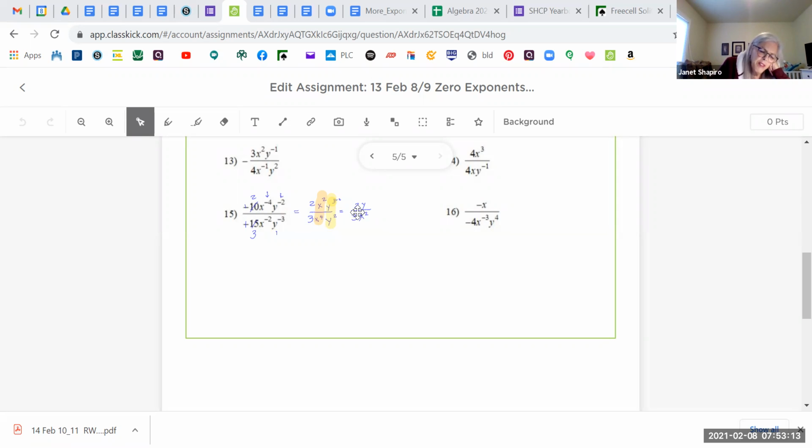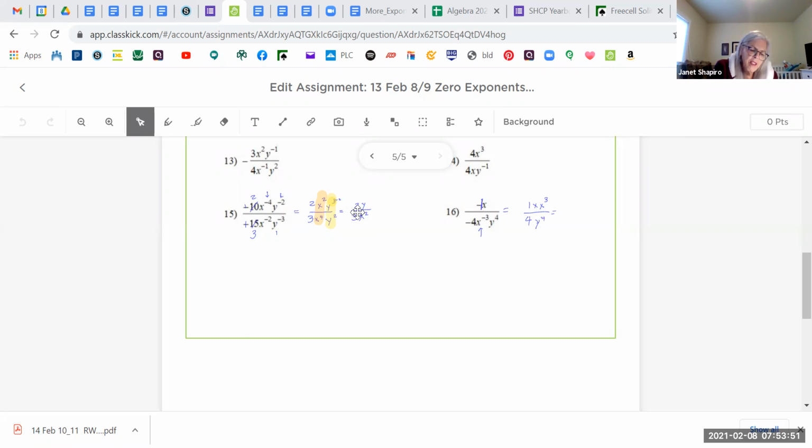Let's look at number 16. Negative divided by negative is positive. And technically this is a 1 here. So I have a 1 over 4. And then I'm going to move everything to the reciprocal place, so that I need to. In the numerator, the x stays the same. In the denominator, my x to the negative 3 moves up to the reciprocal place. My y to the 4th stays where it is.